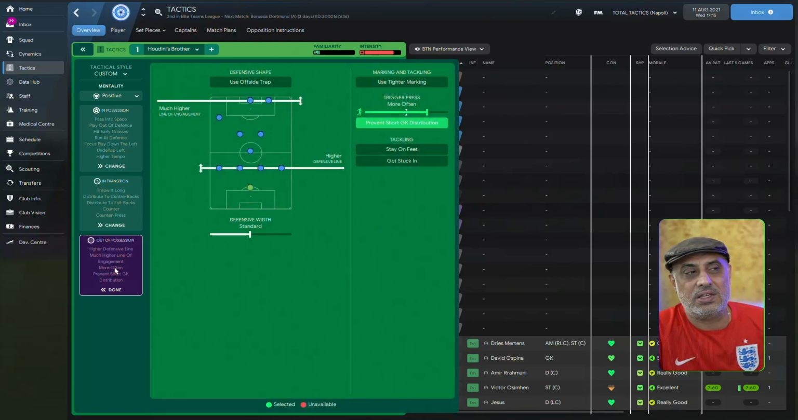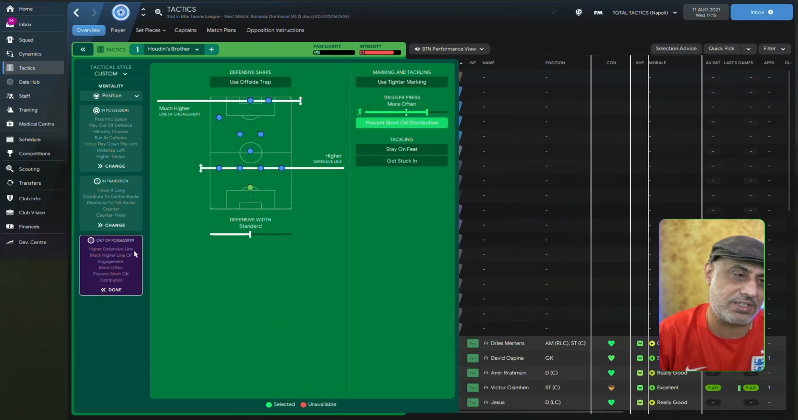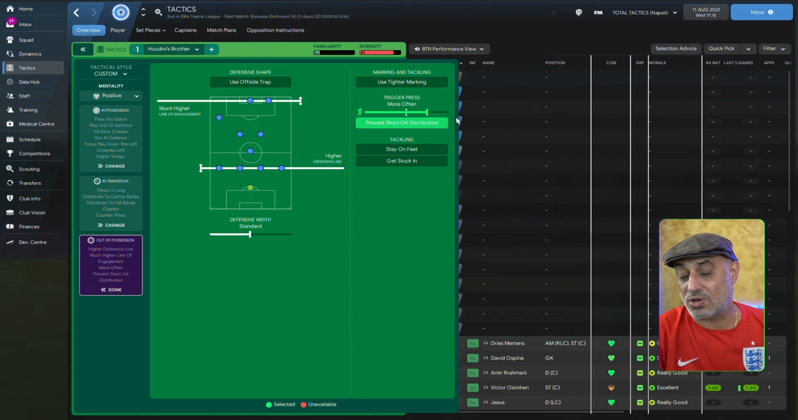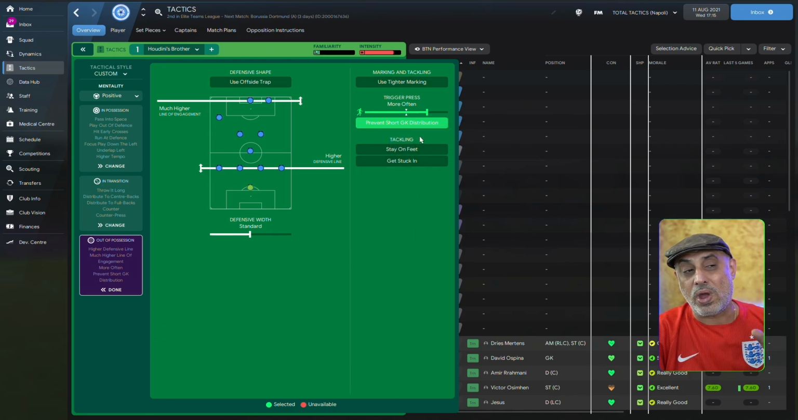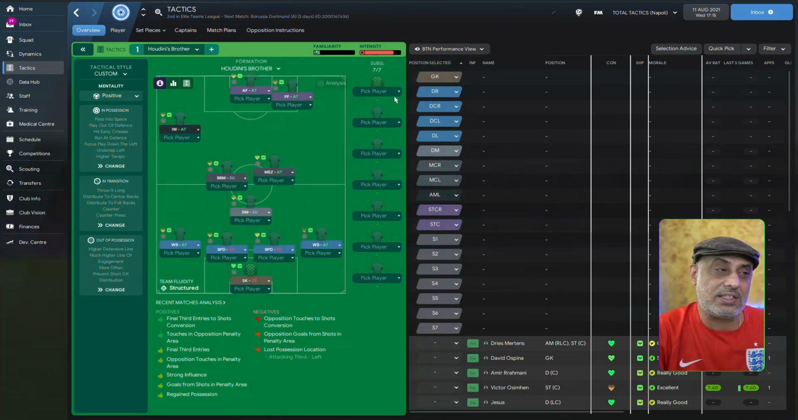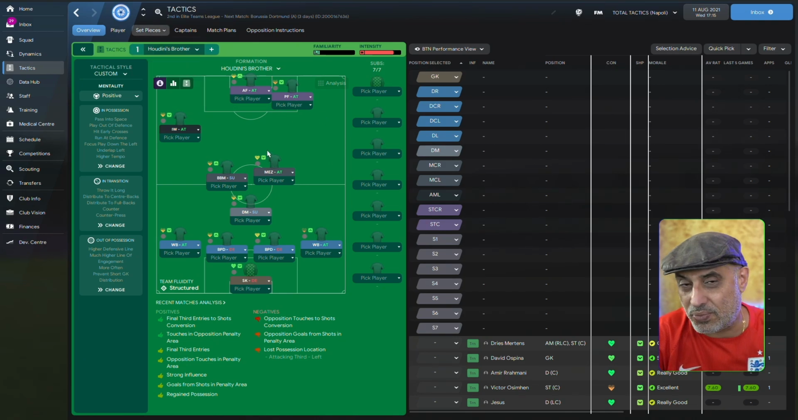As far as the out of possession instructions are concerned, this again will depend on how good a team you have. I would recommend this as a starter for most teams. Now, if you're very comfortable with your team and you know your team has got high stamina, high work rate, they're very good on and off the ball, you could probably go with use offside trap, maximum pressing intensity, use tighter marking, and even get stuck in. Now, when you use that combination, chances are you will be stronger than most of the other teams when you play this system.